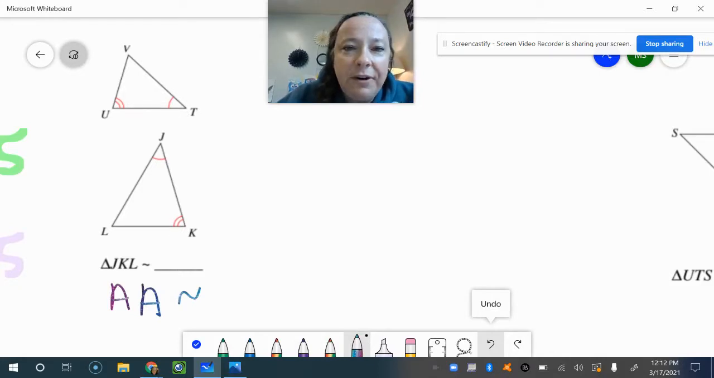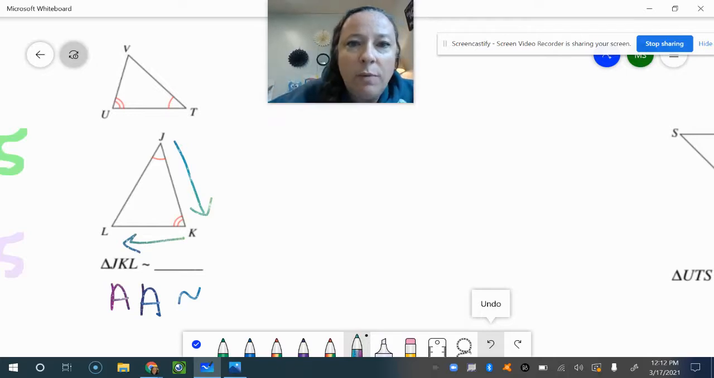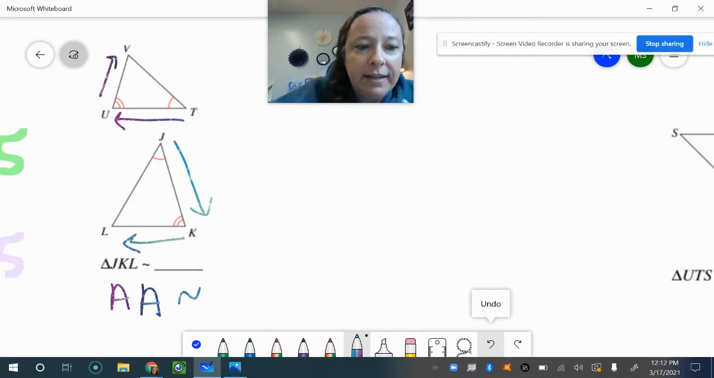Okay, so we've got that these are congruent by the angle-angle similarity postulate. And now we need to figure out the similarity statement. So it has JKL, JK to KL. So it started with the one with the one arc and then went to the one with the two arcs. So it's going to go this way, T, U, V. So triangle TUV.